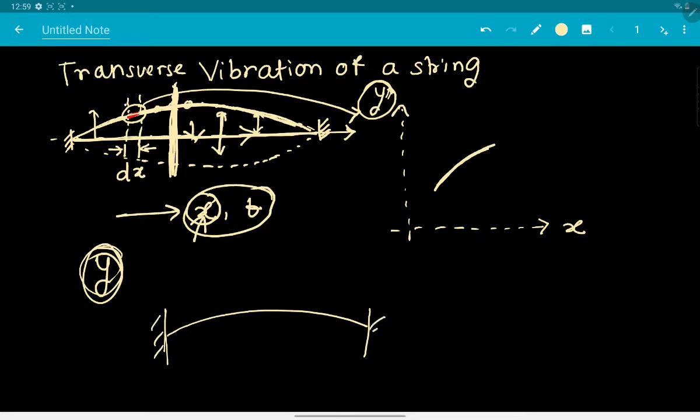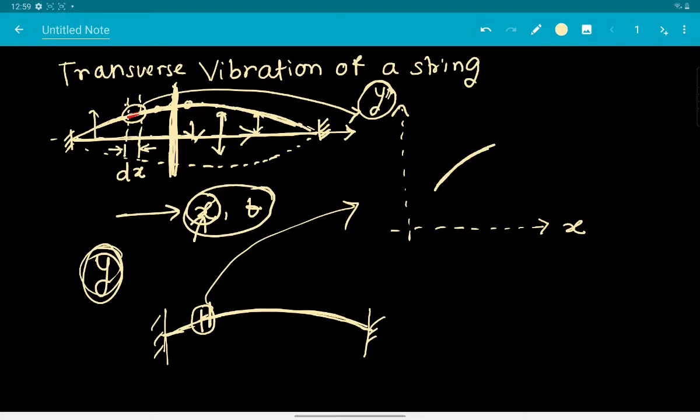So you have fixed both ends of the string over here, and this is the profile that the string has taken, and you are looking at that profile and taking out a small portion of that string and writing down force balance on that. That is what we are doing right now, and we are saying that the string is always under tension.